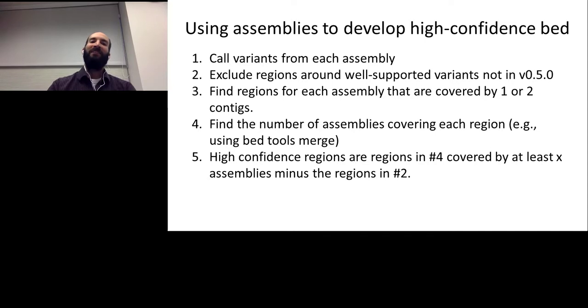And then we find regions for each assembly that are covered by one contig if it's a haploid assembly, or by two contigs if it's a diploid assembly. We're still working on developing the heuristics that we'll need to set thresholds of how much support we need to make this a high confidence region where we're pretty sure that we're calling all of the variants in that region.